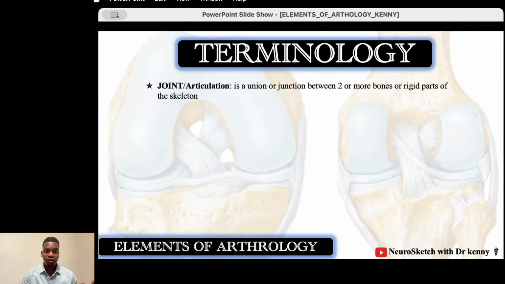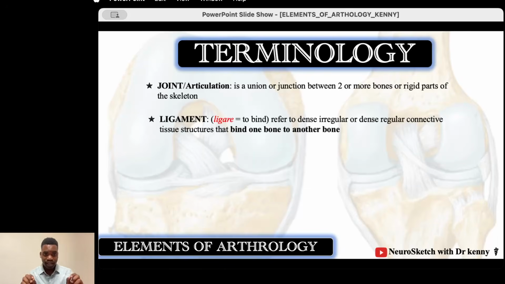So number one is a joint. A joint is also known as an articulation, and an articulation is a union or a junction between two or more adjacent bones of the skeleton, okay? And then we have a famous terminology here which is known as the ligament, and the word ligare in Italian means to bind. So a ligament should always be there to bind one bone and another. So it is between two bones. It binds one bone into another.